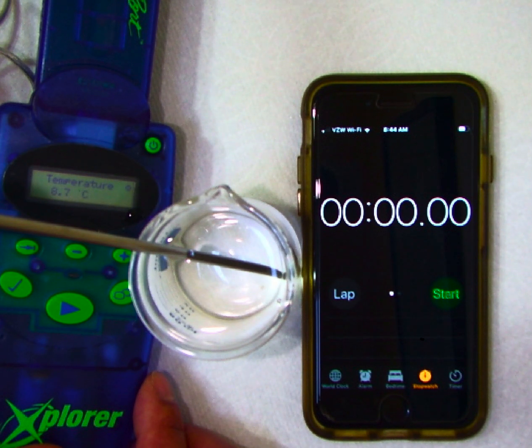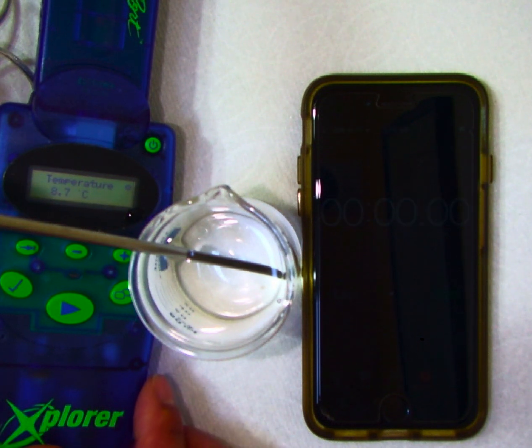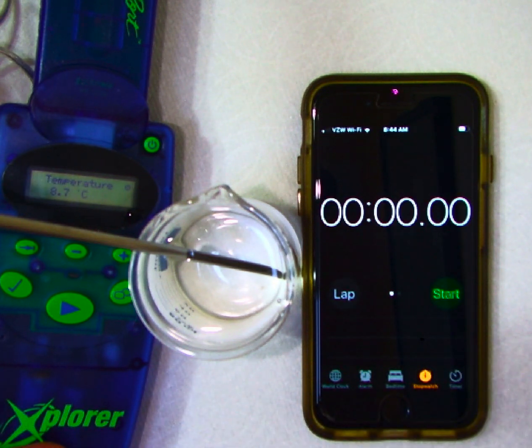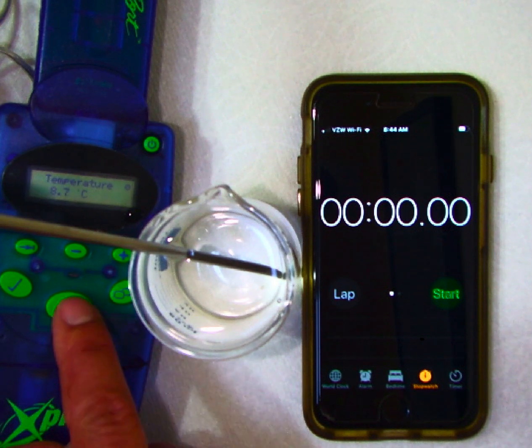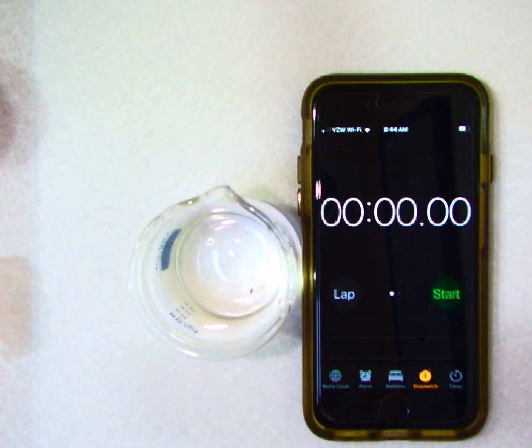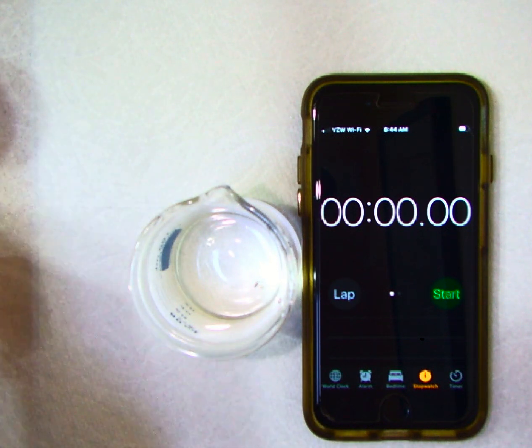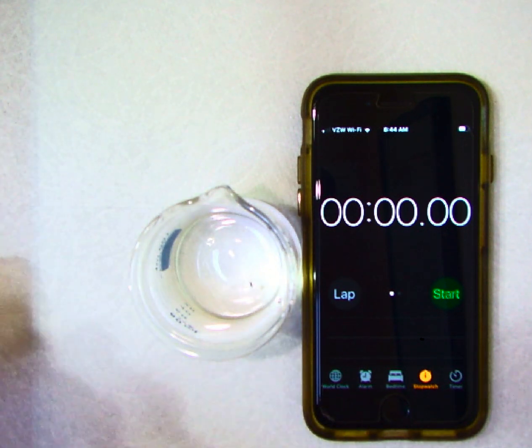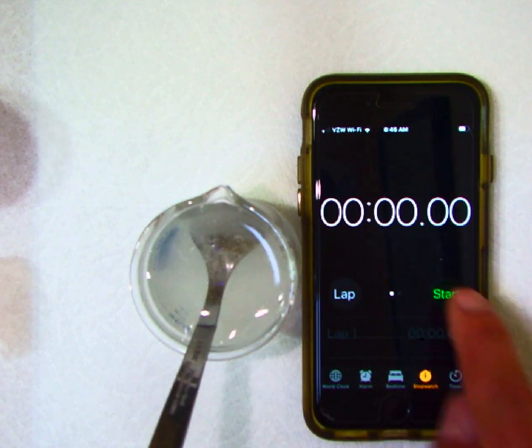It looks like our third one is leveling out here at 8.7 degrees centigrade. So record that for your third cold water try. And again, we'll put the sugar crystals in here and see how long it's going to take. We'll start our timer.